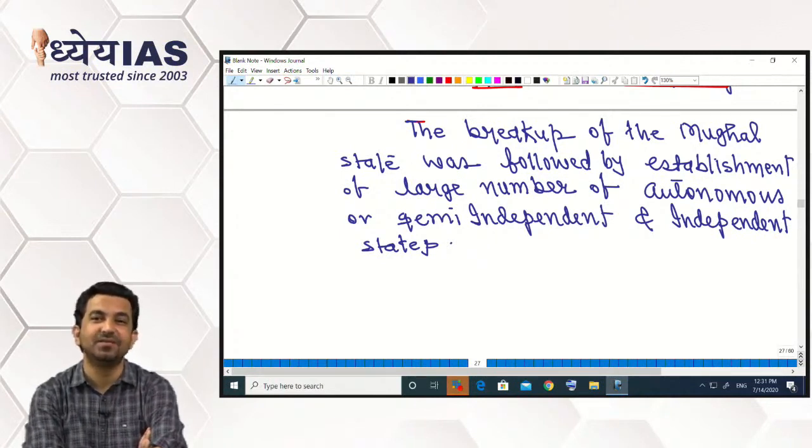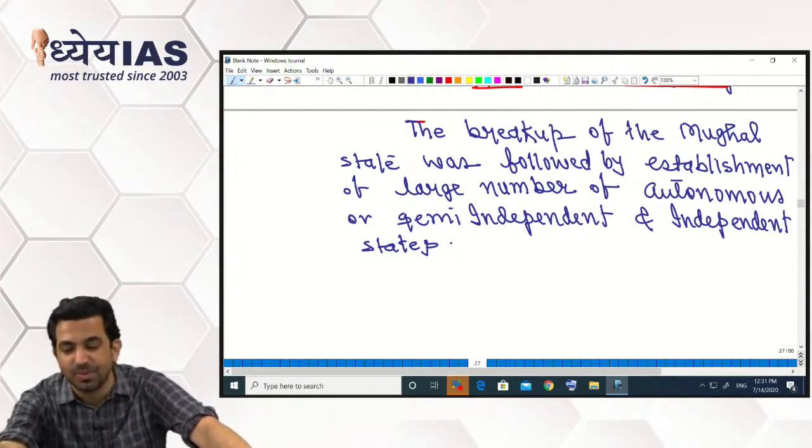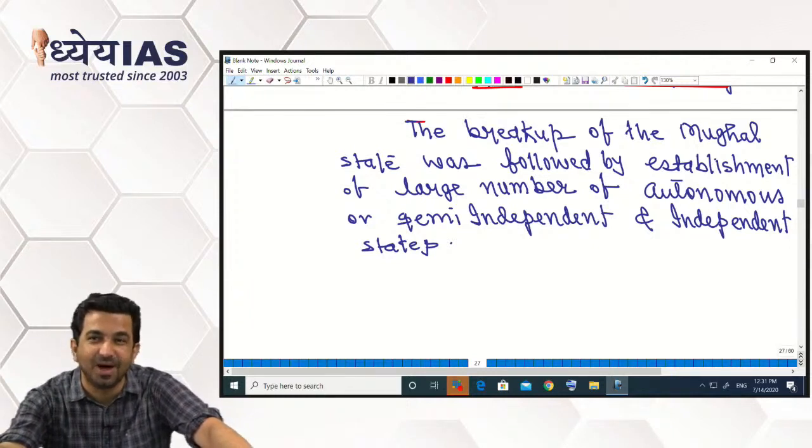And Muazzam, when he became the emperor, held the title of Bahadur Shah first, though he was not so Bahadur, not so brave, but still he held the title of Bahadur Shah first.